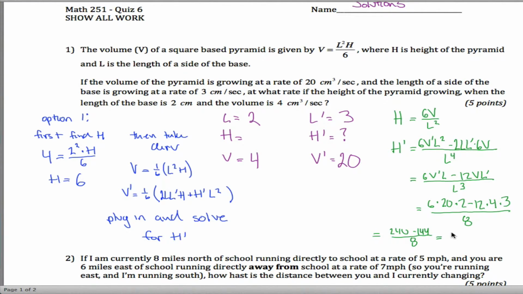240 minus 144 is 96, and 96 over 8 is 12. So your final answer is 12. This is option 2 over here. The difference between option 1 and option 2.